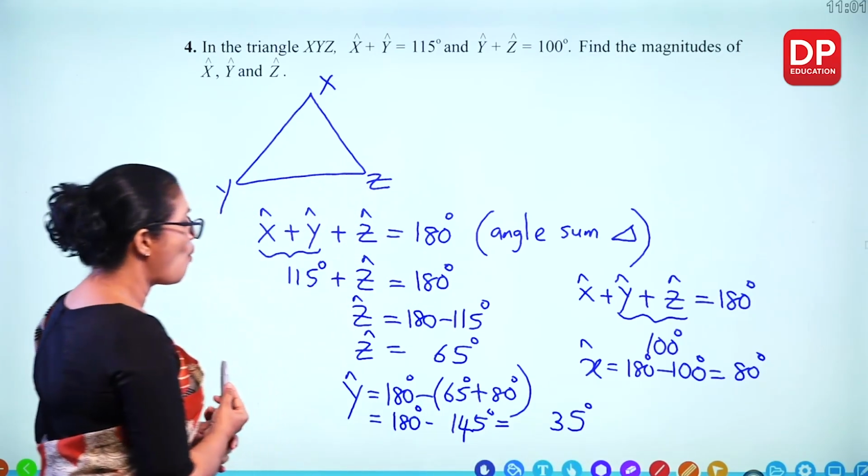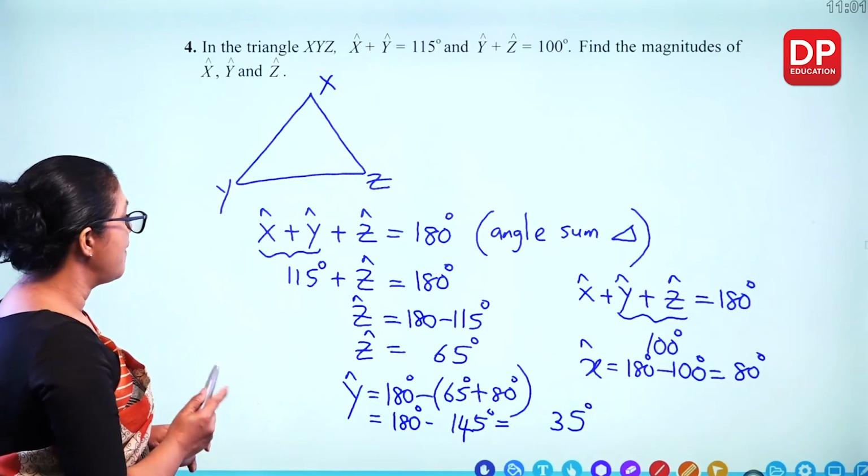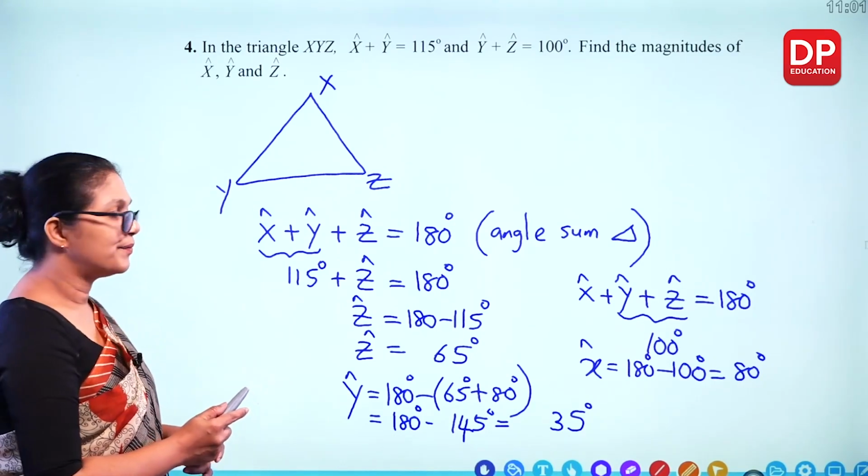35 for y. So x equals 80, y equals 35 and z equals 65.